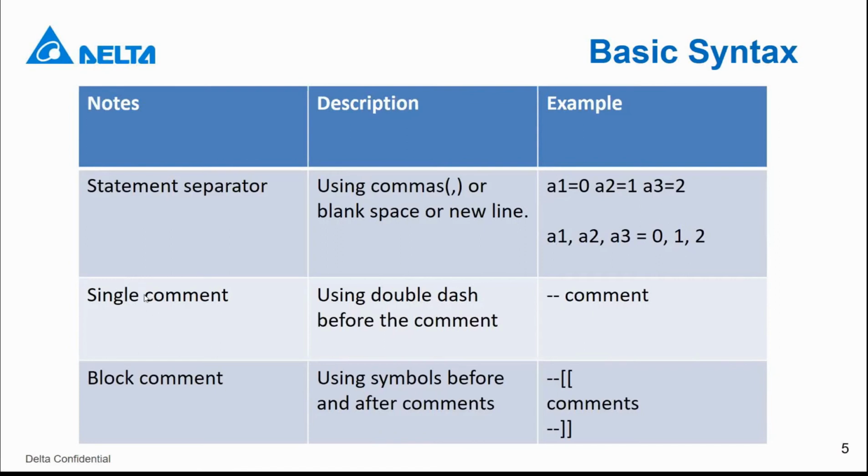And we also have a single-line comment. For a single-line comment, you just need to use a double dash at the beginning, then this line will become a comment. And if you need a block comment, that means a multiple-line comment, you can use a double dash and then double left bracket. Then you can write all your comments in this area. And in the end, you can use a double dash and then double right bracket again. So this area will all be comments, not a program.